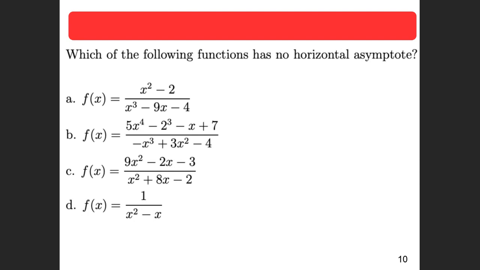Letter B. Yep, I've got a big over a small. It's absolutely correct. Big over small. Boom. Letter B has no horizontal asymptote. Very good.